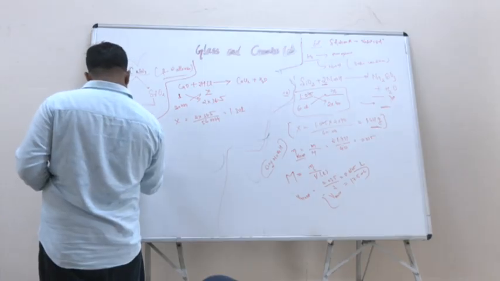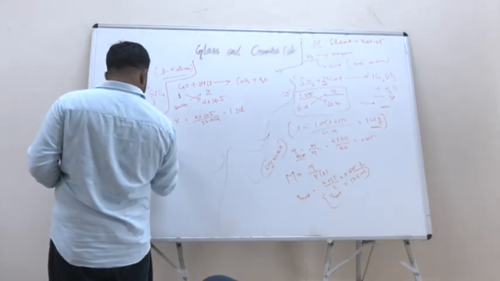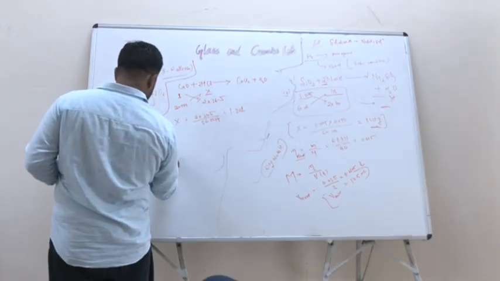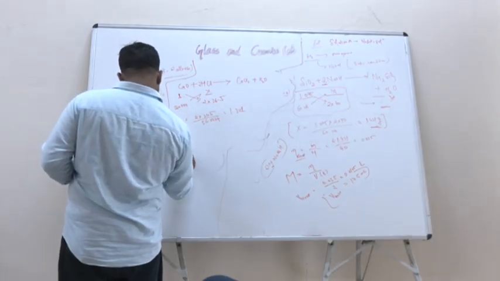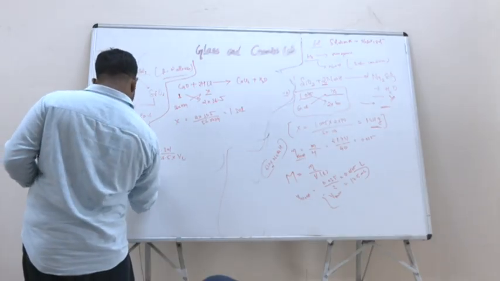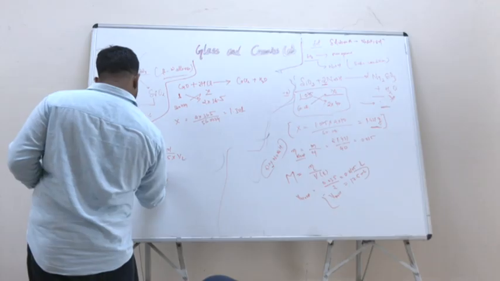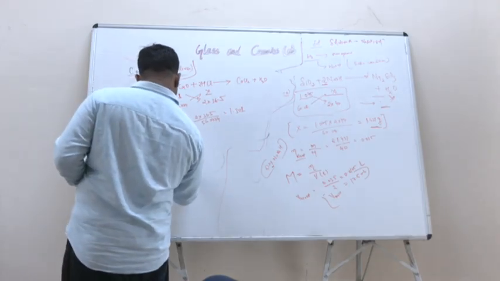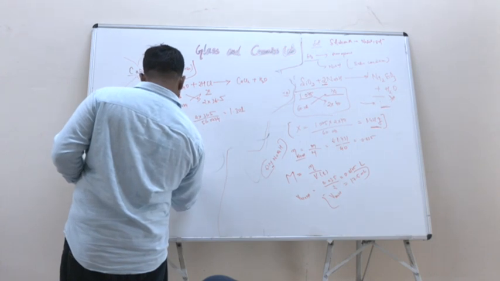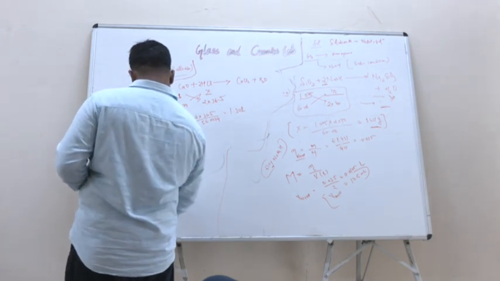Now we'll calculate directly using molarity. It will be 1.301 divided by this, the volume in liters. So what will be the volume of 2 molar HCl? Give me this value.